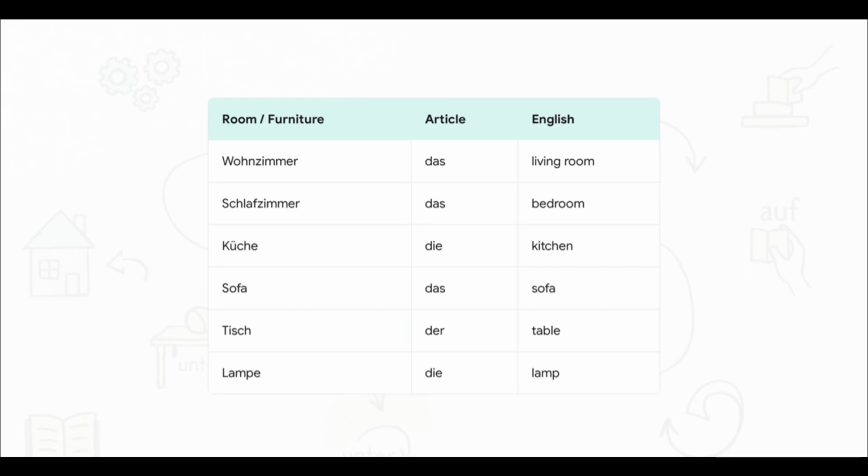Now, the absolutely most important thing to notice here isn't just the words themselves, but those definite articles, der, die, and das. Pay really close attention to these because these tiny words are literally going to be the stars of the show later on. They are the keys to unlocking this entire concept.